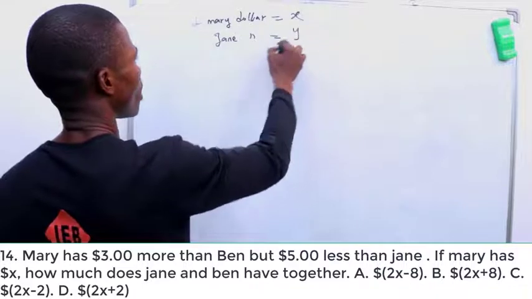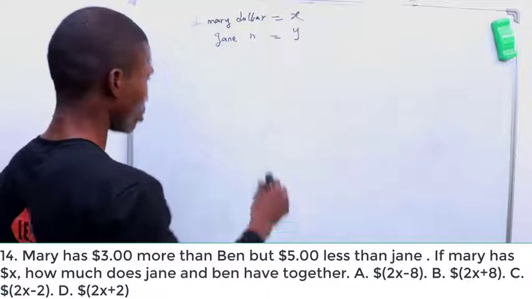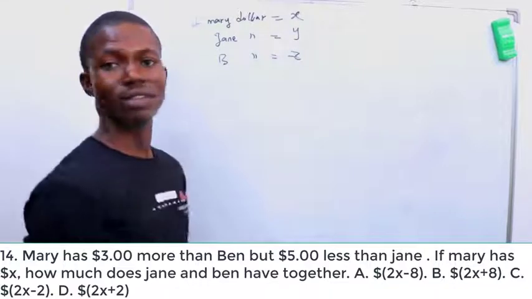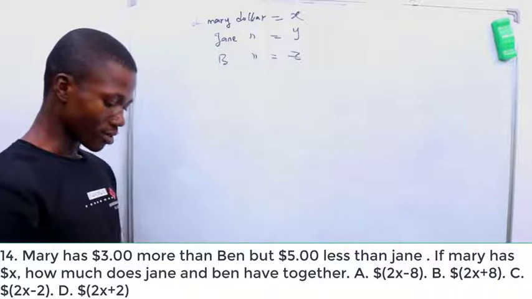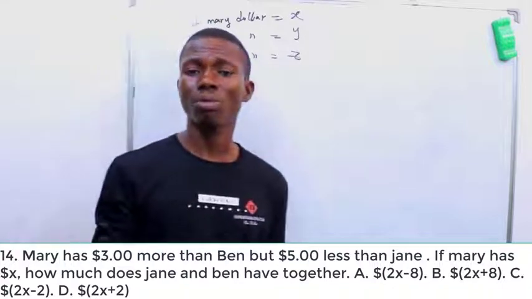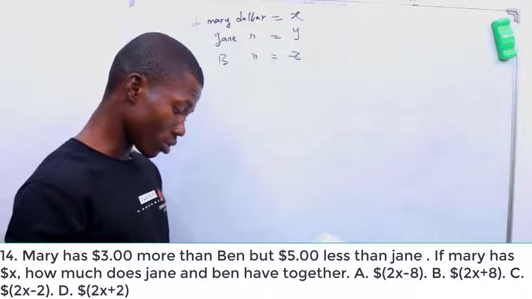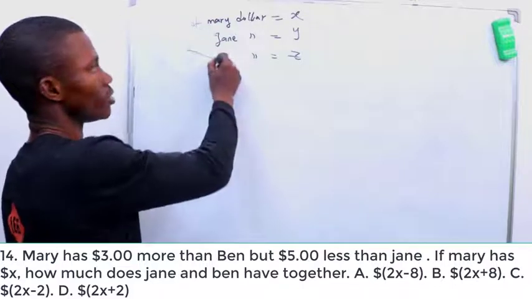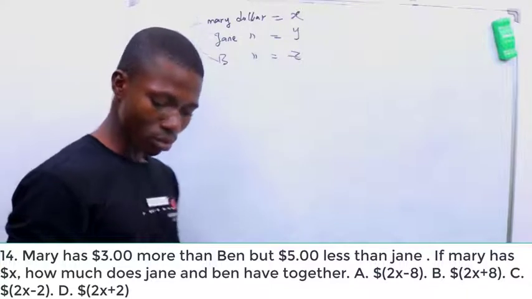J is equal to Y. Okay, let's do it like this. Ben's dollar is equal to what? Z. X, Y, Z. Okay, this is what the problem is about. Listen attentively. Mary has $3 more than Ben. The first relationship there: the problem is relating variables. Number one, they want us to relate Mary and Ben.